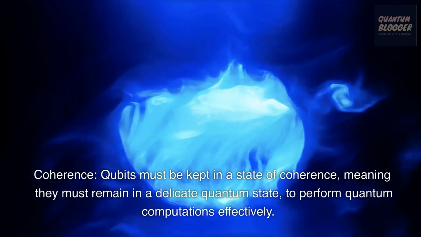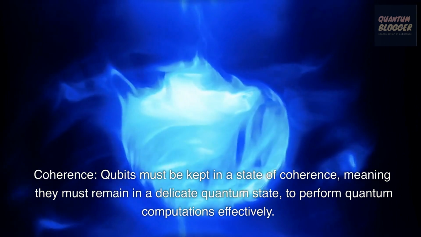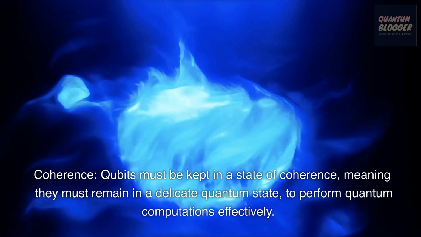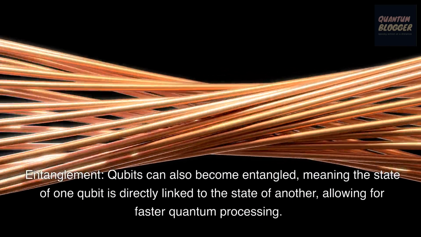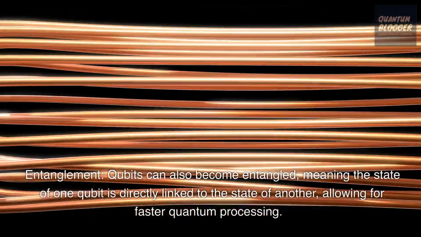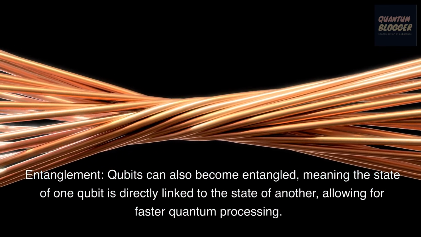Coherence. Qubits must be kept in a state of coherence, meaning they must remain in a delicate quantum state, to perform quantum computations effectively. Entanglement. Qubits can also become entangled, meaning the state of one qubit is directly linked to the state of another, allowing for faster quantum processing.